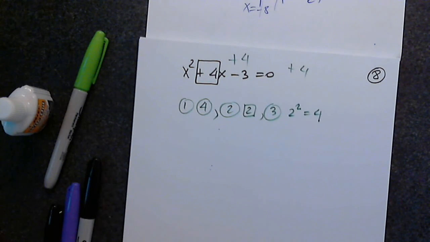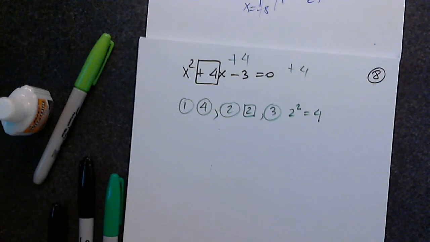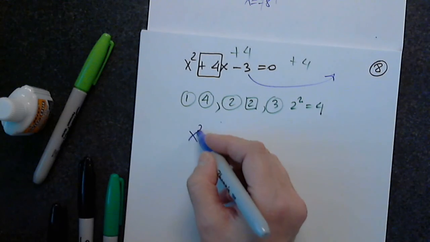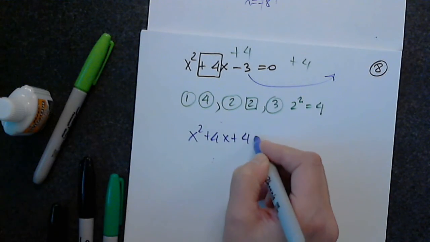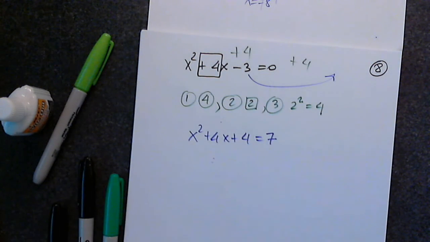Remember, we must add to both sides. At the same time, I'm going to move 3 to the other side. So the left-hand side is x squared plus 4x plus 4, and the other side is 7. So one more time, the middle coefficient, we divided by 2. We squared the result, and the result was 4 in this case. Therefore, we added 4 to both sides. What do we need to do next?